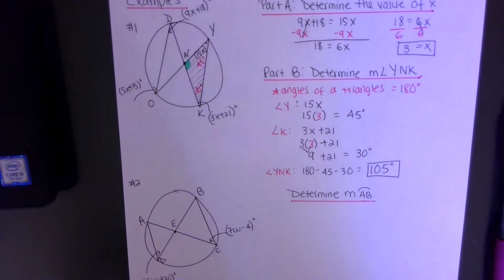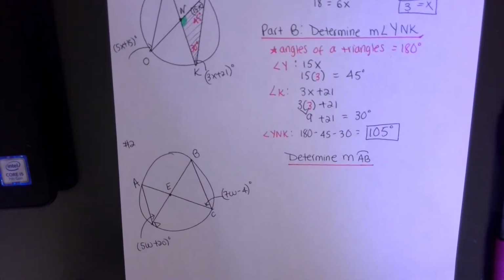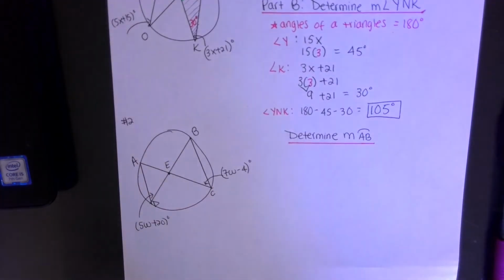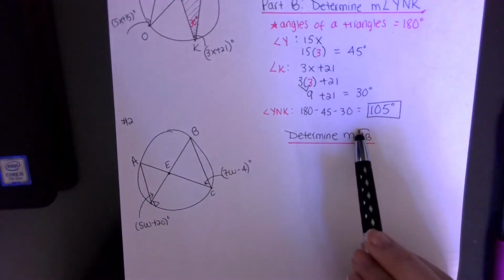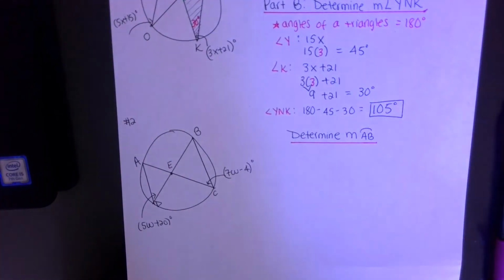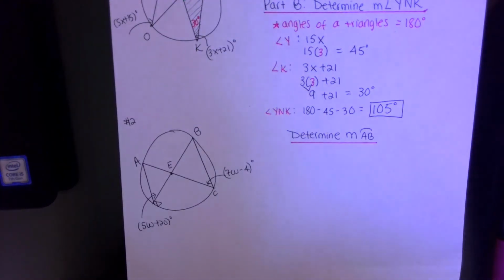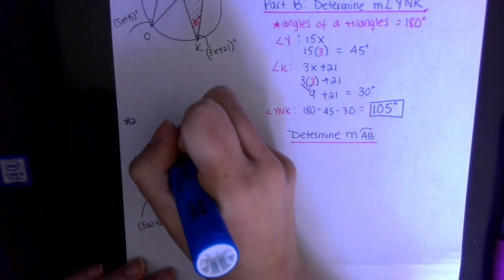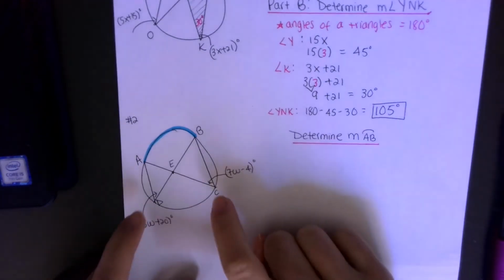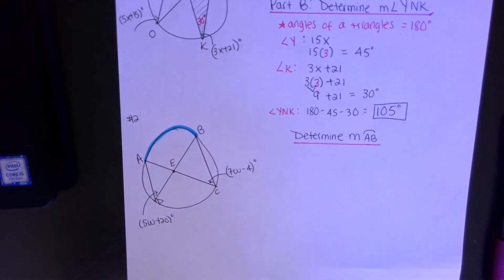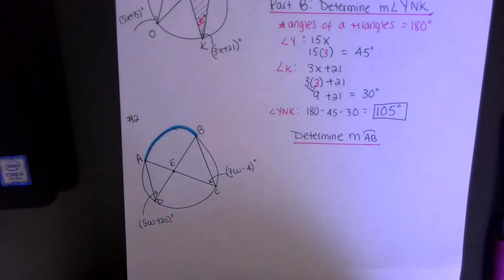Okay, so last example, example 2. It says determine the measure of the arc. That symbol is arc AB. So we want to figure out, what is the arc AB equal to? So let's see, how can this help us? All we're given is these two angles, and they're even in variable form, but that's all we're given.